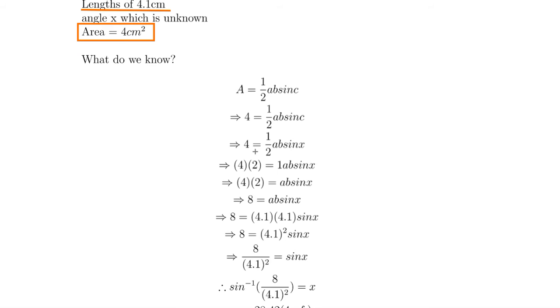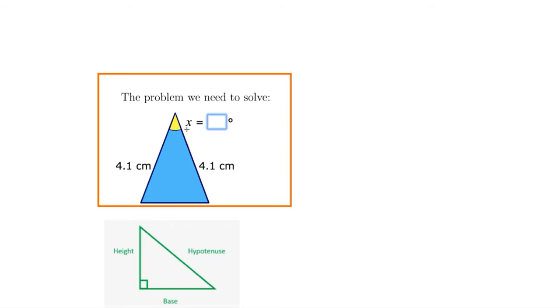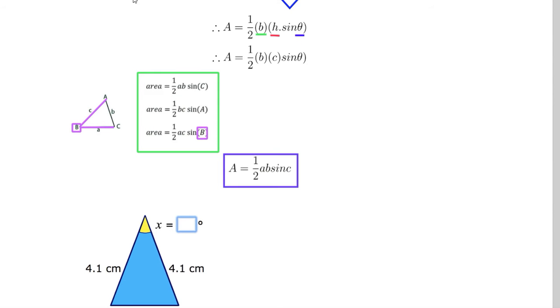What do we know? Well, we know that A is half ab sine C. The area is 14, so I'm going to plug that in there. We're also aware that the C in this diagram is the angle x. So rather than C, we can put a lovely x in there. We've already put our 14 in. What are we missing? We're missing our two sides.